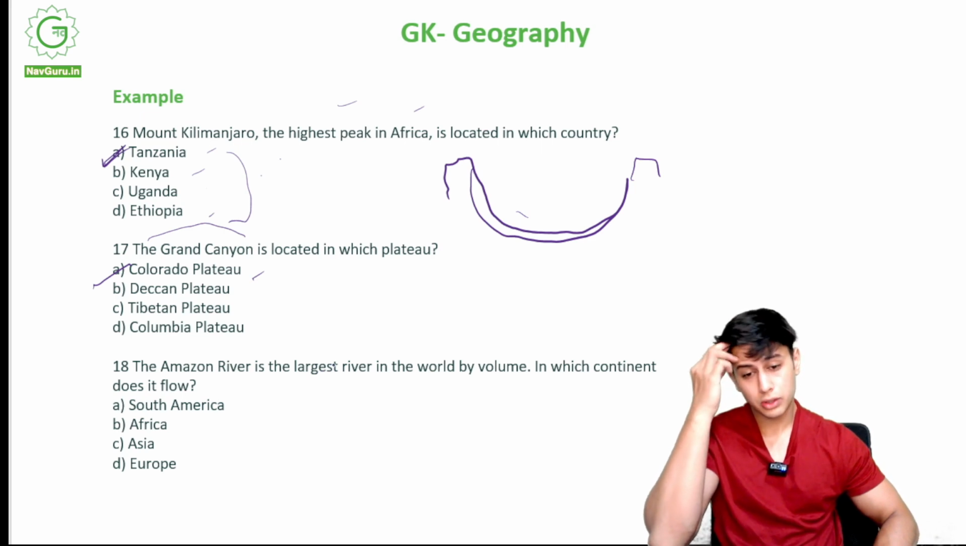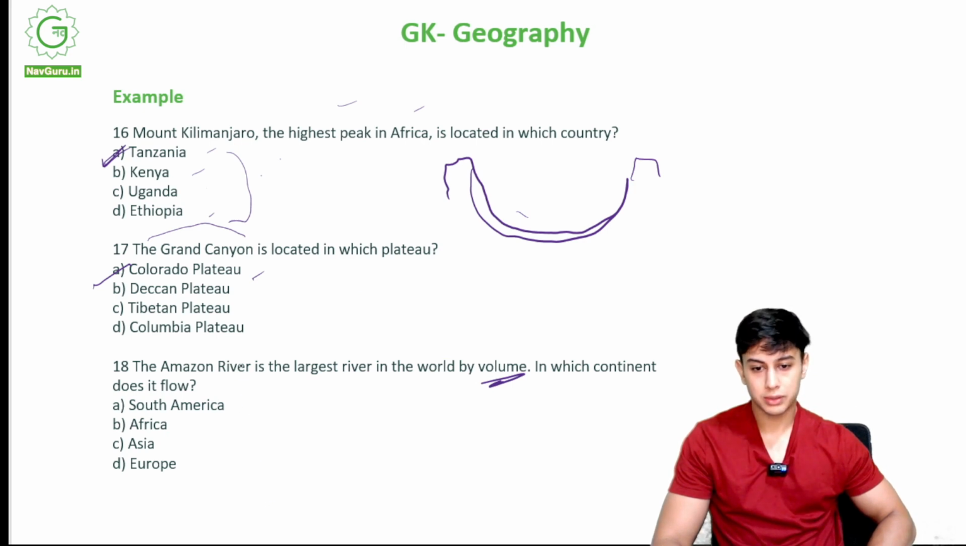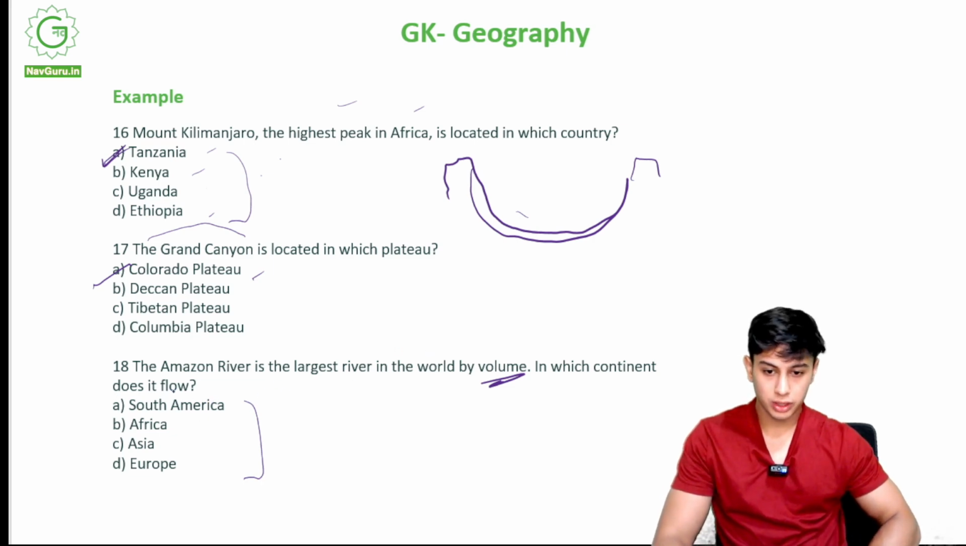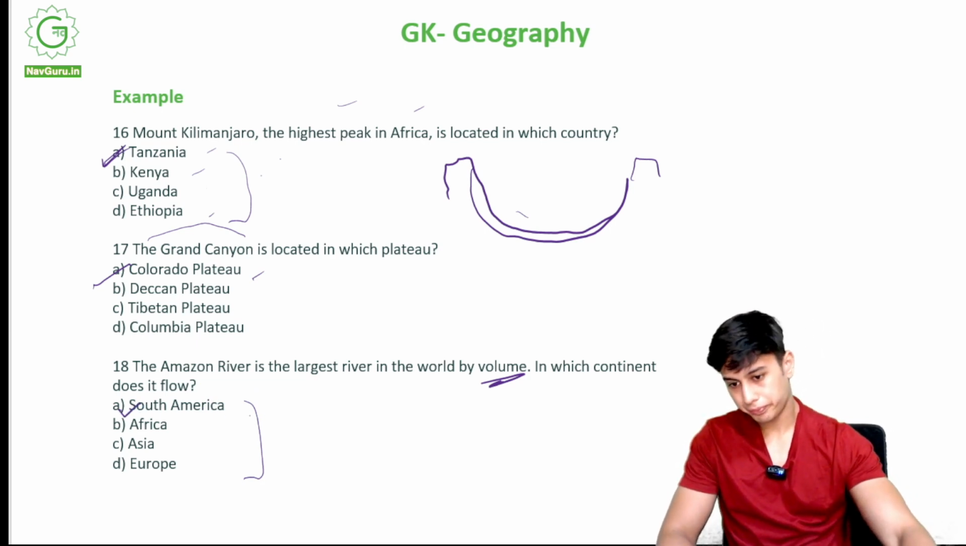Now, the Amazon River is the largest river in the world by volume, right? In which continent does it flow? So the Amazon River has the highest volume of water flowing. Is it South America? Is it Africa? Is it Asia? Is it Europe? So out of these, which continent does the Amazon River flow in? It is in South America.